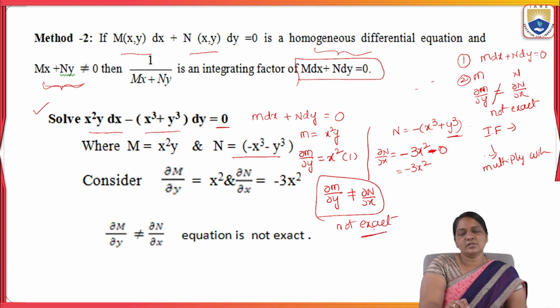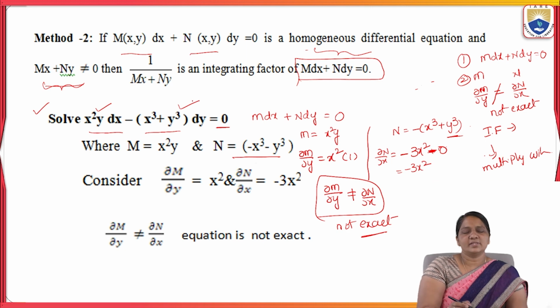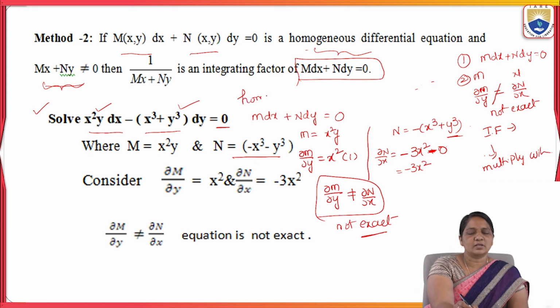To solve this, we observe the condition here. For this method 2, what is the condition? The given equation should be homogeneous. Is it homogeneous or not? We have to check here. Based on this, we can identify this equation is homogeneous. This is the homogeneous equation.